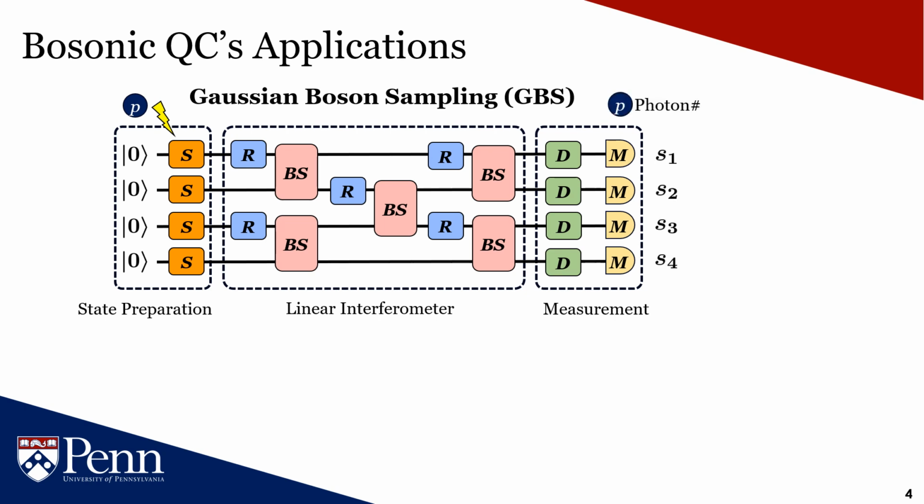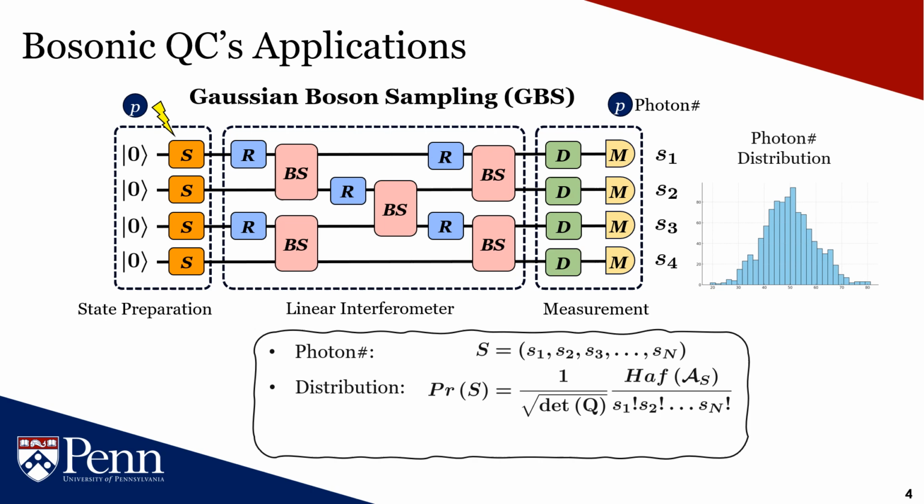By repeating this process, the configuration of photon numbers will shape a distribution, and directly calculating this distribution using a classical computer will encounter calculating a Hafnian function, which is a sharp-P-hard problem. Thus, GBS can be used to speed up many tasks.